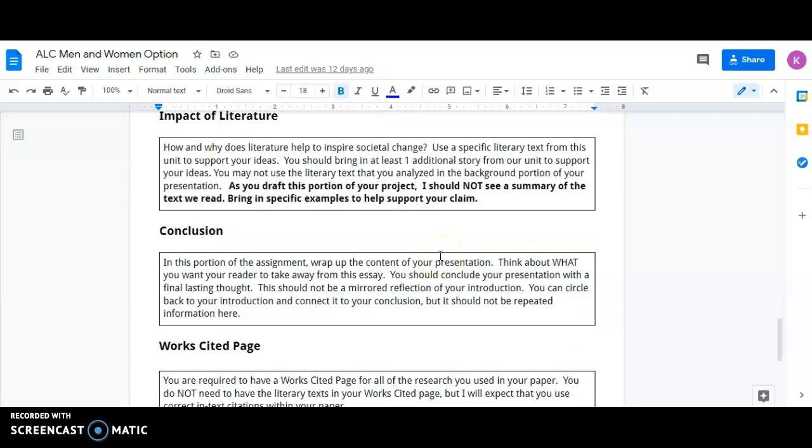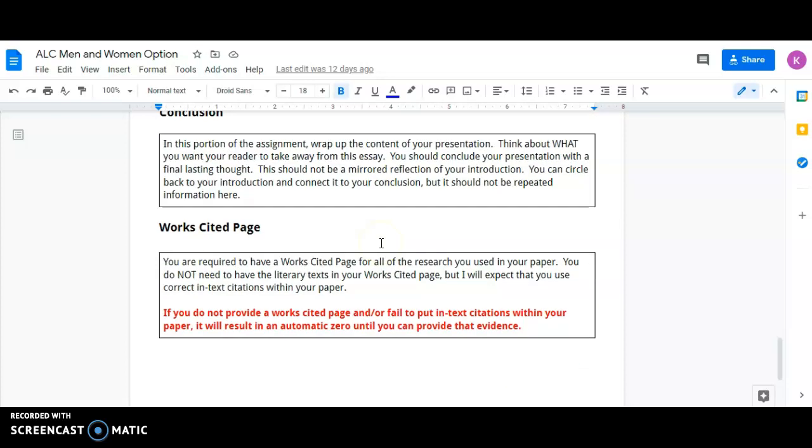Finally, for your conclusion, you're going to wrap it up. Think about what you want your reader to take away from your project, and you should conclude your presentation with a final lasting thought. And then I need to see a works cited slide, okay? You do not need to have the literary texts on your works cited page, but I do expect to see those in-text citations in your paper, okay?